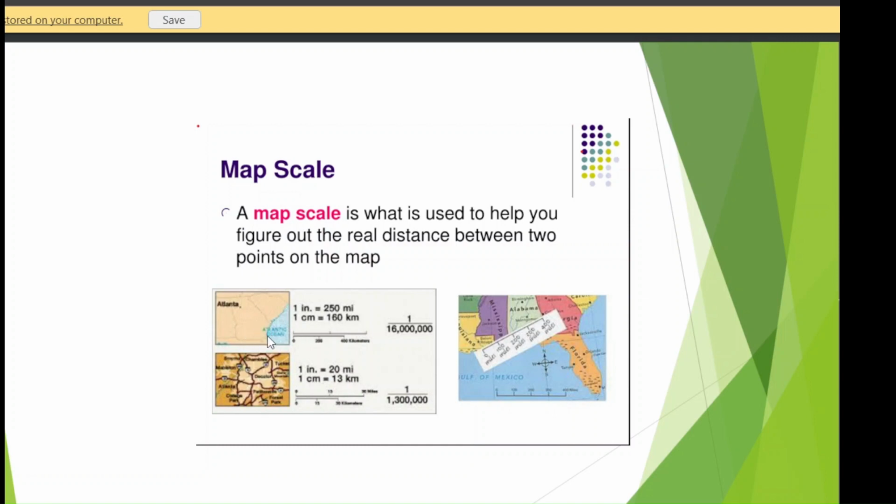1 inch on the map. Similarly, 1 centimeter on the map could mean 160 kilometers in reality. Okay, so this is how scales are given in an atlas or in a map. You have to use this scale to understand the real distance between 2 points in whatever place or whatever area we are looking at in the map.